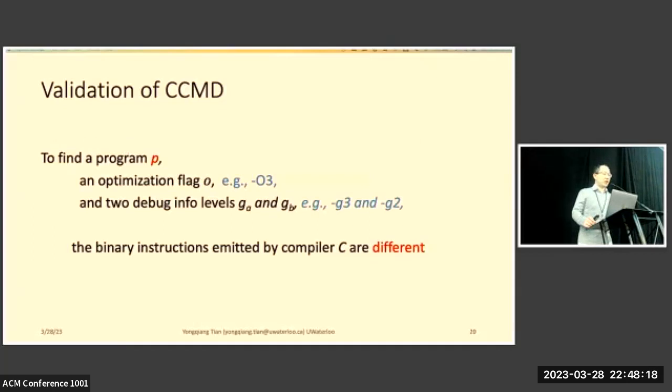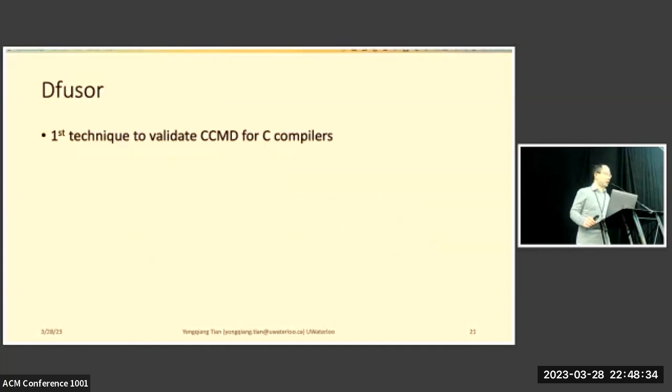Specifically, the validation of CCMD is to find a program P, an optimization flag, and two debug information levels, such that the binary instructions output by the compilers are different. We also propose Diffuser, the first technique to validate CCMD for C compilers. It aims to automatically find the program P that triggers CCMD bugs.